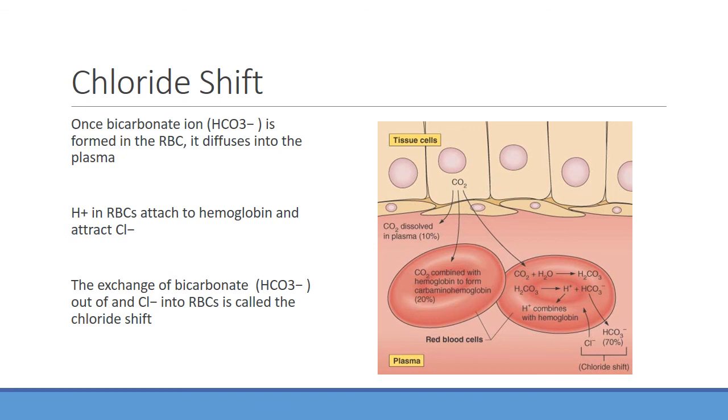Why do we want the bicarbonate outside of the blood cell? So that it can act as a buffer, right? It can get associated with hydrogen ions. It can neutralize the system if it needs to, or dissociate, depending on the pH. So it's really important that we have the bicarbonate available in the plasma to be able to act as that buffer.